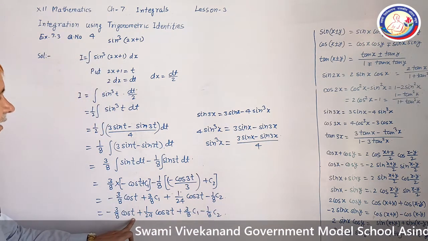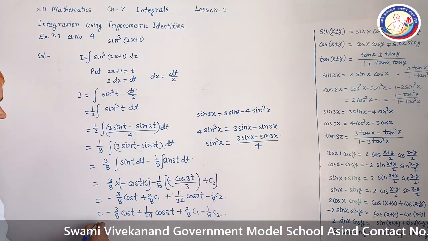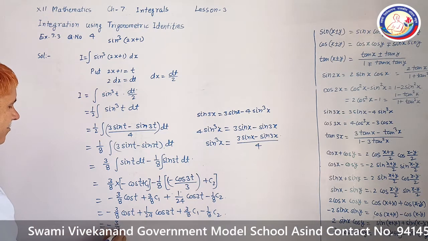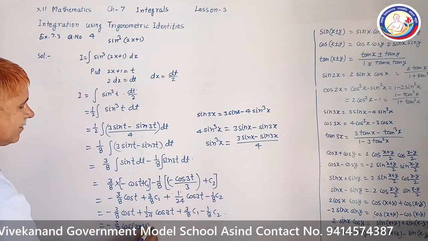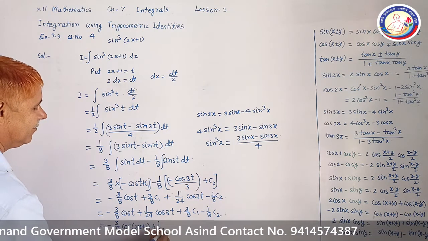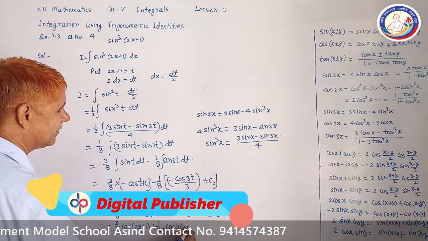Put the value of t again here. T is what? It is 2x plus 1. So it will be minus 3 by 8 cos of 2x plus 1, plus 1 by 24 cos of 3 into 2x plus 1.